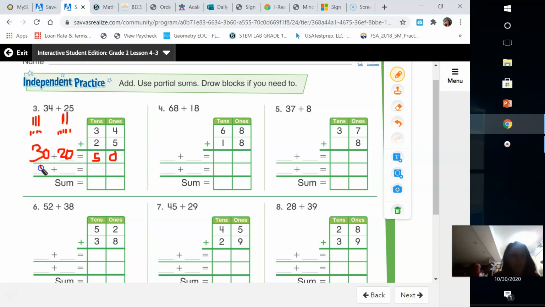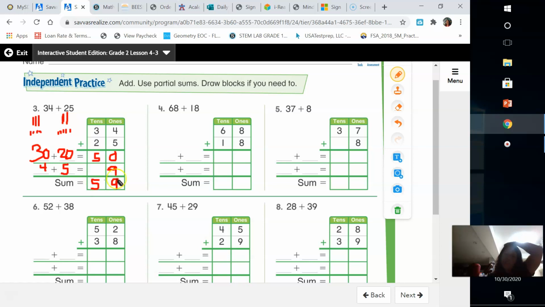Now we're going to do 4 plus 1, 2, 3, 4, 5 equals 9. And now we're going to add our partial sums. 0 plus 9 is 9. 5 plus 0 is 5.